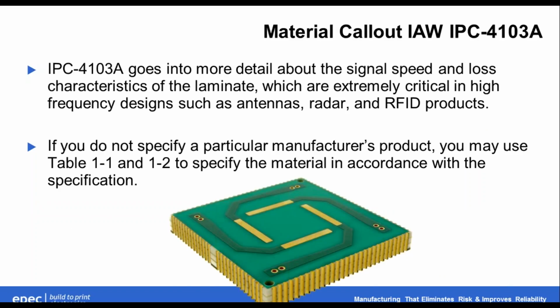And when you're calling out your material per this spec, which most people don't do, most people actually select a specific product and design that into their board, but if you do use the spec, you'll find that it goes into more detail about the signal speed and the loss characteristics of the laminate, which are extremely critical in high-frequency designs such as antennas, radar, RFID products. If you don't specify a particular manufacturer's products, you can use Table 1.1-1 and 1-2 to specify the material in accordance with the specification. And on the next slide, I'll show you what that looks like.